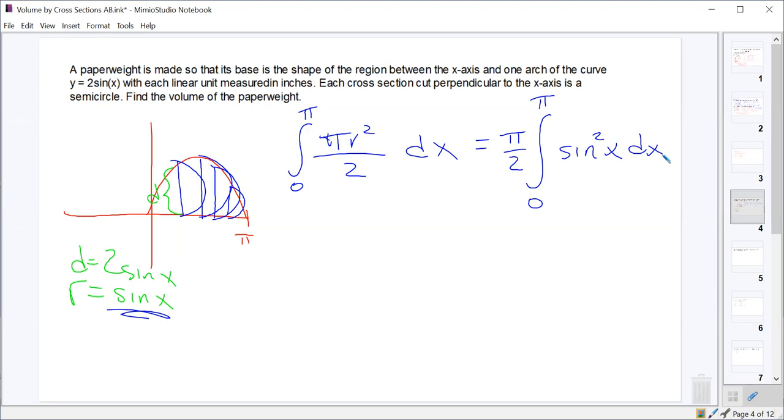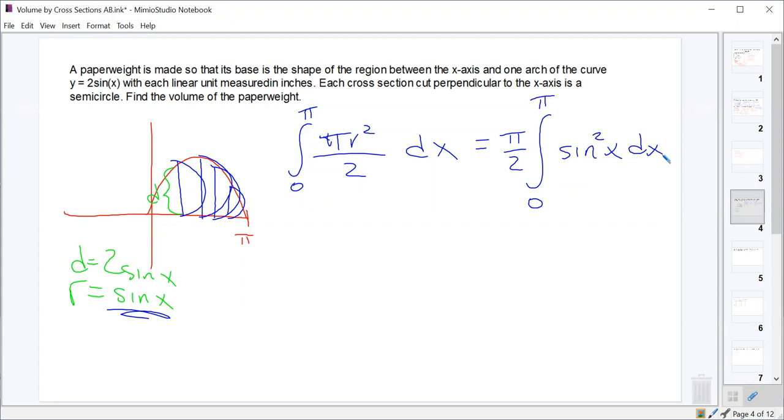Now, we've got to deal with integrating sine squared. Integrating sine is easy. Integrating sine squared is a little bit more difficult. There's no good u substitution to use for it. There is one good way that we should be able to do it in Calc 1. In Calc 2, you could do some other fun stuff and integrate sine squared x, but we don't know that stuff yet. So anybody remember?